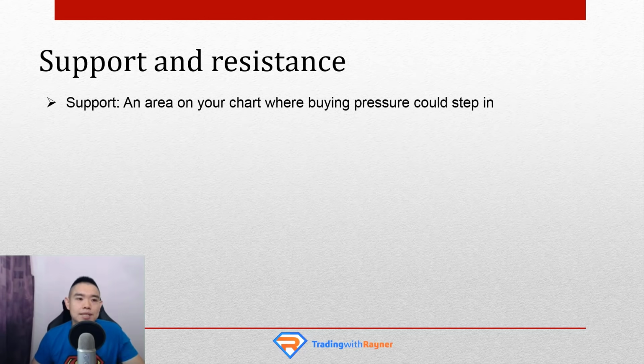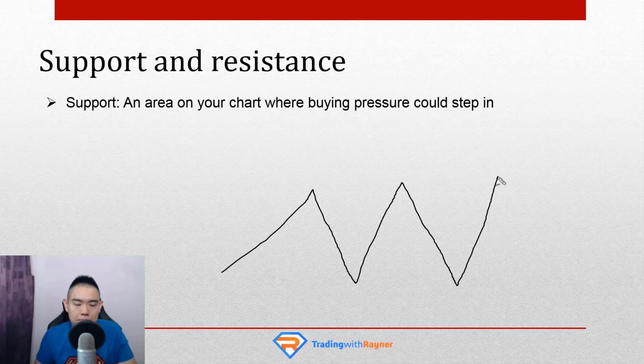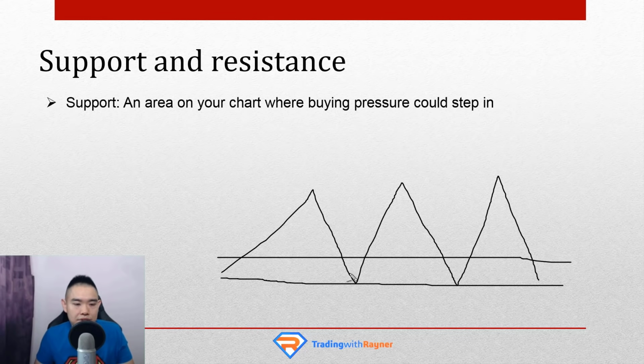Support is an area on your chart where buying pressure could step in. So if you look at this, let's say price goes up, comes down, goes up, comes back down, goes up, comes back down. Now, from the looks of this, we can say that this is an area of support, because this is where previously the price has bounced off once, twice, and now possibly a third time over here. So this is what we call an area of support, an area on your chart where buying pressure could step in and push the price higher.